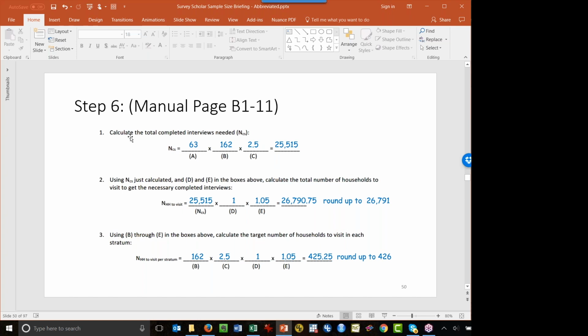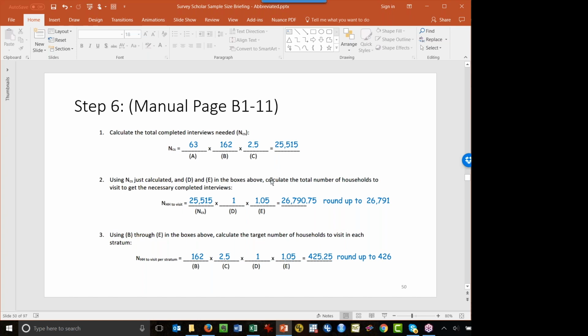So how many households would we need, or how many completed interviews would we want? What would be our target sample size for the data set of completed interviews when we are done? Well, the effective sample size was 162. We inflate it by the design effect, and then we multiply that by 63 surveys. So for this scenario, we are talking about a final data set with 25,515 completed responses.